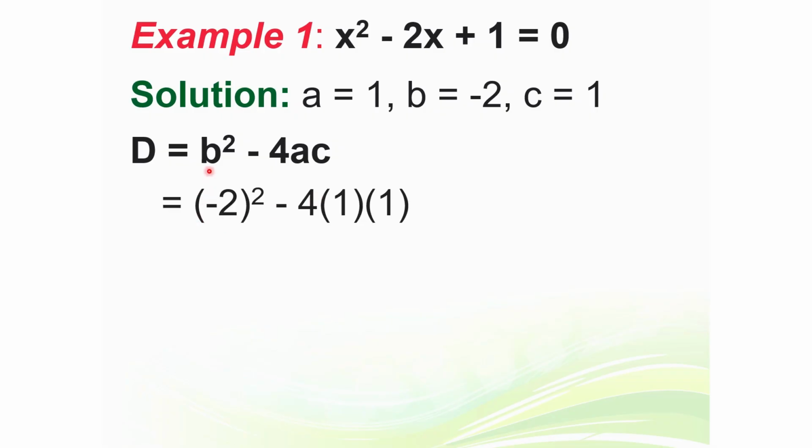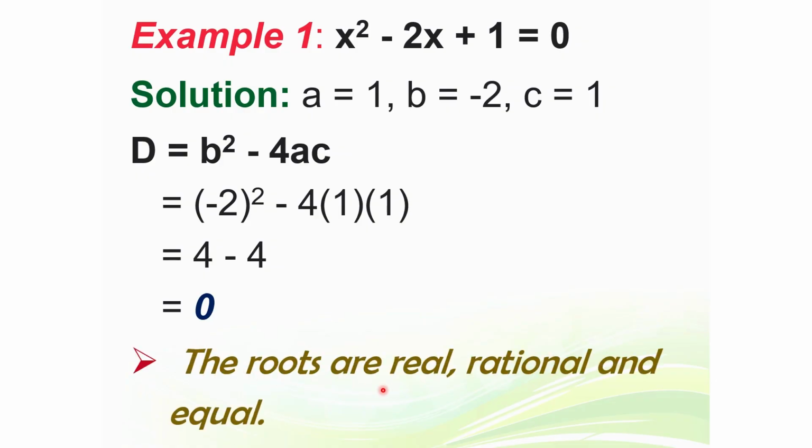So the value of b is negative 2. Negative 2 squared minus 4 times the value of a, which is 1, and times the value of c, which is 1. And then negative 2 squared is 4. Then negative 4 times 1 is negative 4. That's why we have 4 minus 4. And that is equal to 0. So if the discriminant is 0, therefore, we can say that the roots are real, rational, and equal. Meaning, there is only one root because the roots are equal.